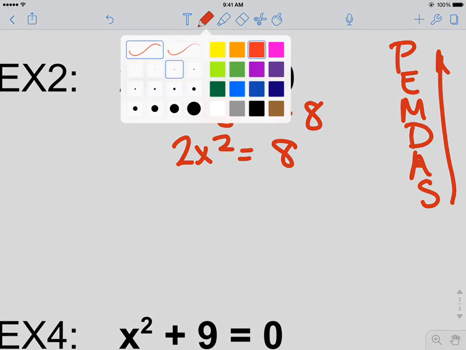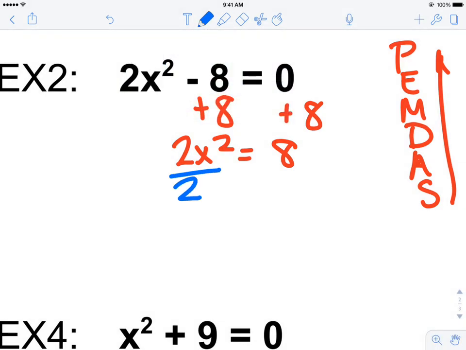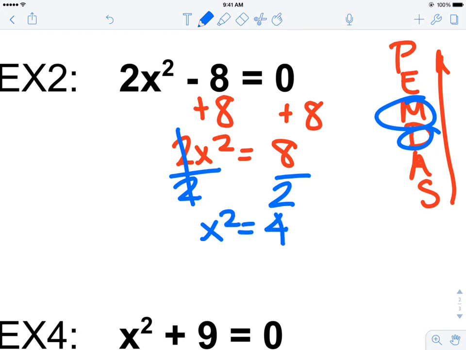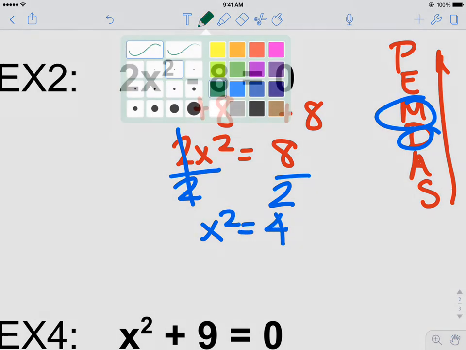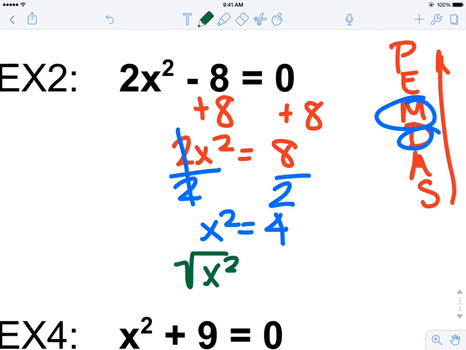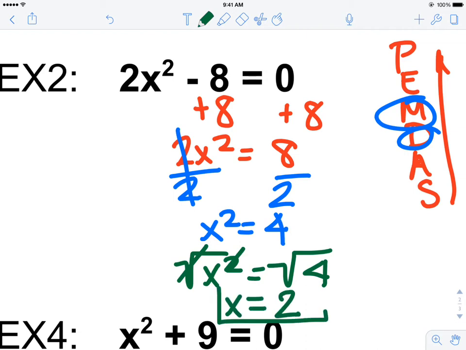Now I need to divide by 2 on both sides to get rid of that 2, because that's the next thing in order of operations, right here. And then we get x squared equals 4. Now we're back to that step where that looks really familiar to us, and I'm going to take the square root of x squared equals the square root of 4. The squares cancel out, and I know that x is equal to 2. Well, x is equal to positive or negative 2. And those are my roots, or my solutions to this situation that makes the equation equal to 0.